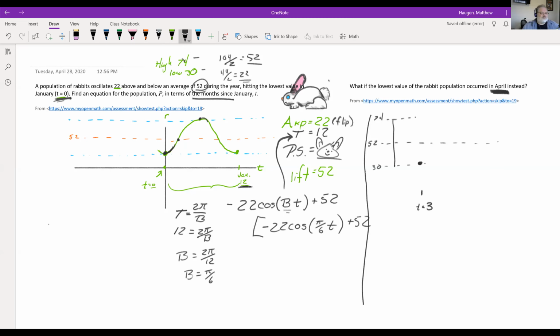So does that make sense, Shay? It's almost asking for that to be a problem in this problem. So we're going to want that low to be at 3. Then the next low is going to be 12 months after that. So it's going to be at 15. That's going to make our high halfway between those two. So that high is going to occur at 9. These quarter points will occur in between those. So that's at 6 and 12.